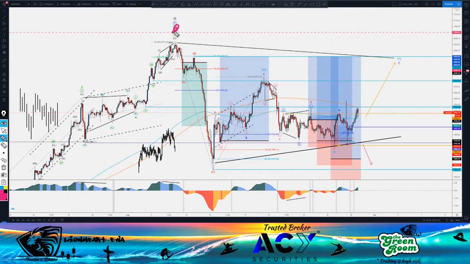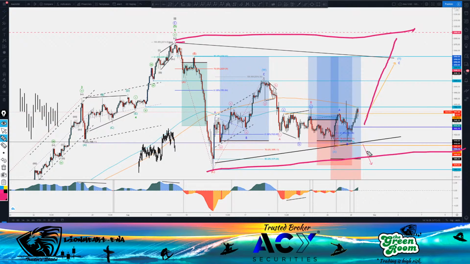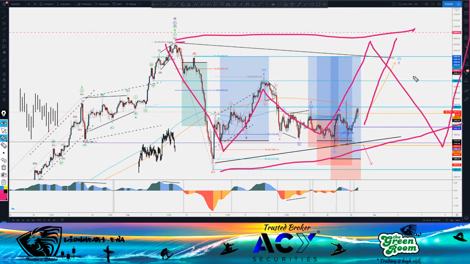Intraday wise, because this is the 2-hour time frame for XAU USD, what shall we expect? Well, I'm labeling this either as a contracting triangle or a running flat. If it's a running flat, then this should go higher than this, because we should go like this, and then more upside for the fifth leg.